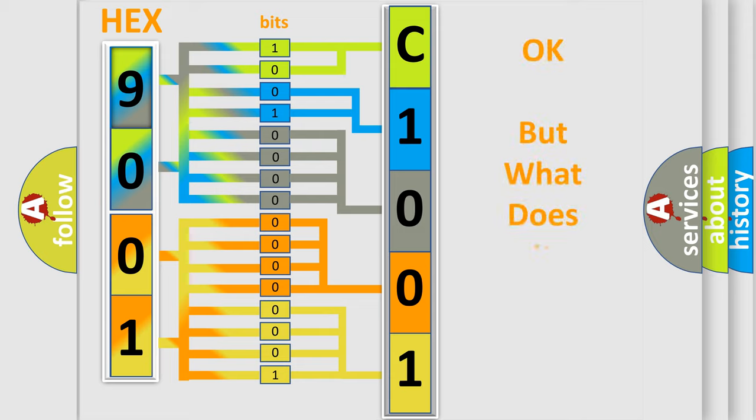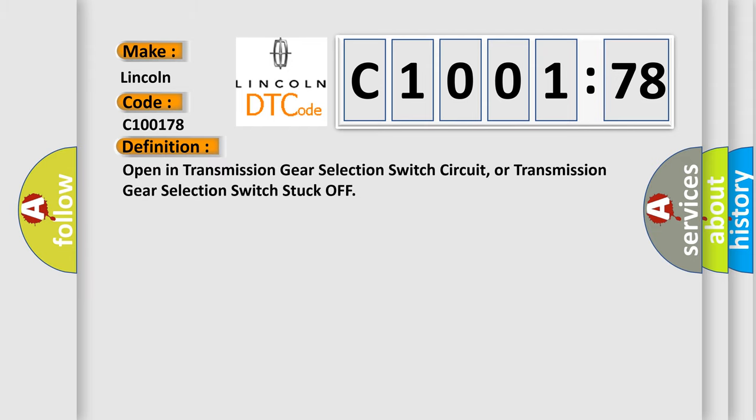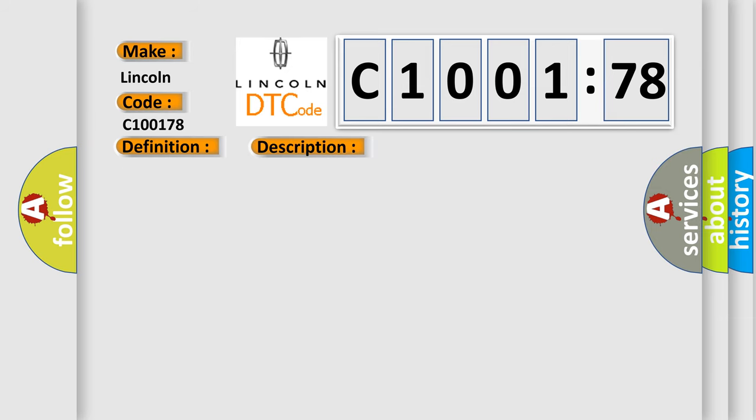The number itself does not make sense to us if we cannot assign information to what it actually expresses. So, what does the Diagnostic Trouble Code C1001-78 mean specifically for Lincoln vehicles? The basic definition is open in transmission gear selection switch circuit, or transmission gear selection switch stuck off. And now this is a short description of this DTC code.